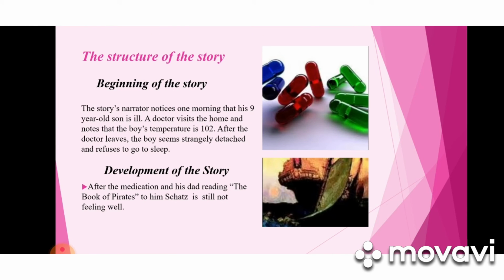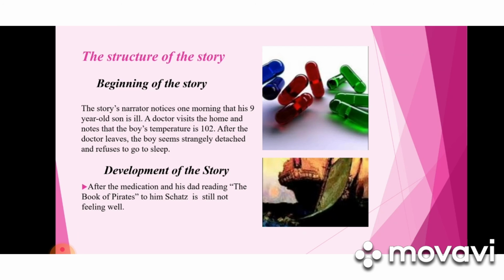Let's look at the structure of the story. The story begins with the narrator noticing one morning that his 9-year-old son is ill. A doctor visits the home and notes that the boy's temperature is 102. After the doctor leaves, the boy seems strangely detached and refuses to go to sleep. Development of the story. After the medication and his dad reading the Book of Pirates to him, Schatz is still not feeling well.